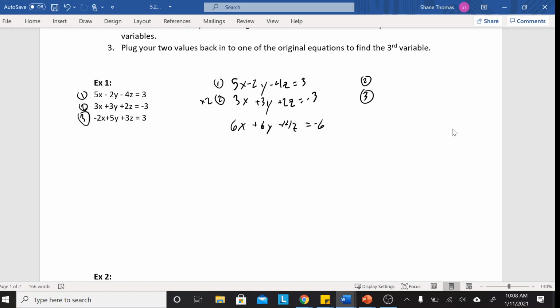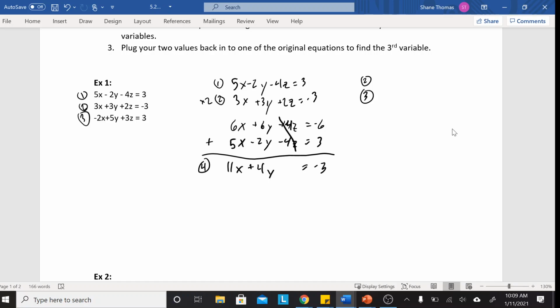Remember, the whole concept of elimination is to get one variable the same in both equations, where one is positive and one is negative. So there's a 4z, and I have a negative 4z in the other one. I'm just going to copy it down: 5x minus 2y minus 4z equals 3. Now it just turns into a giant addition problem. My z's go away, and I'm left with 11x plus 4y equals negative 3. That's my new equation; we'll call it equation 4.